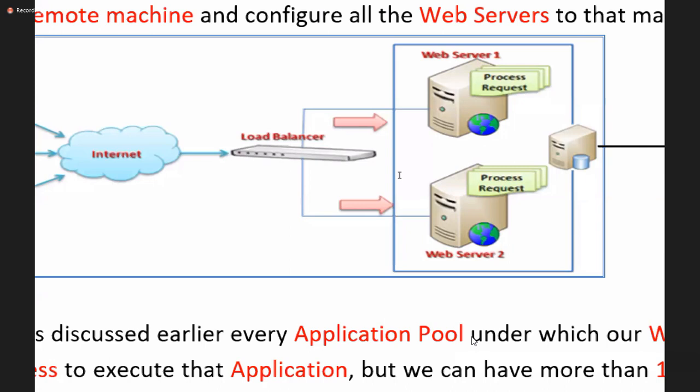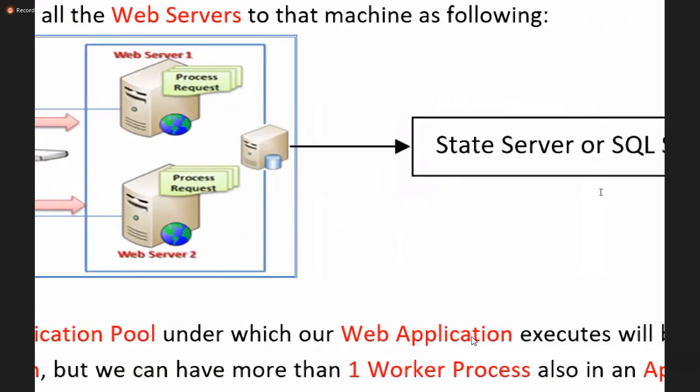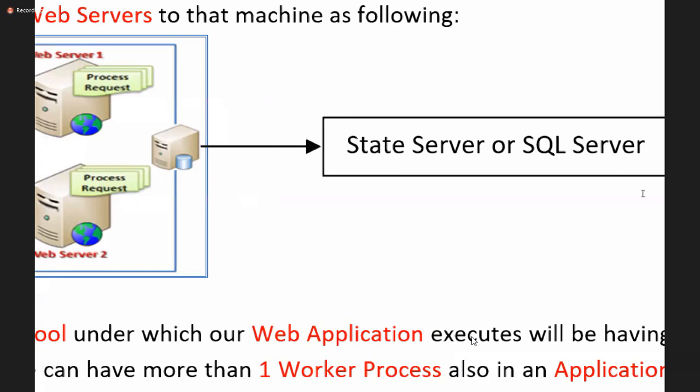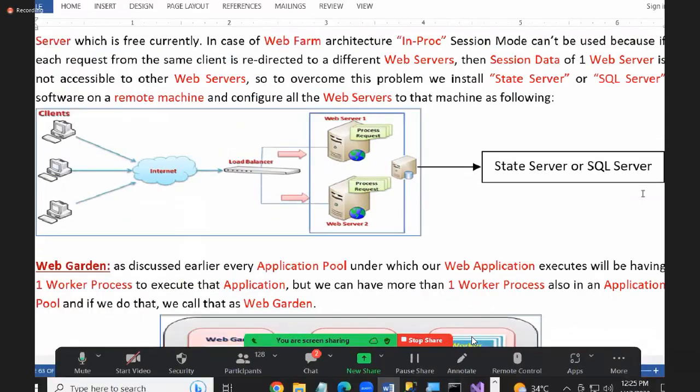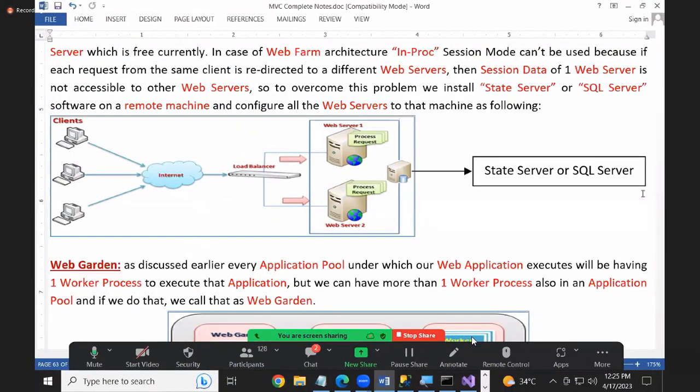You withdraw some money at ATM machine 1. Do you face any problem when you go to ATM machine 2? Are the changes reflecting or not? Why? All are connected to one database server. Wherever you make the change, that reflects to all. So what is this? That is either state server or SQL server. Any of these can be present. And this is what we call a web farm architecture.